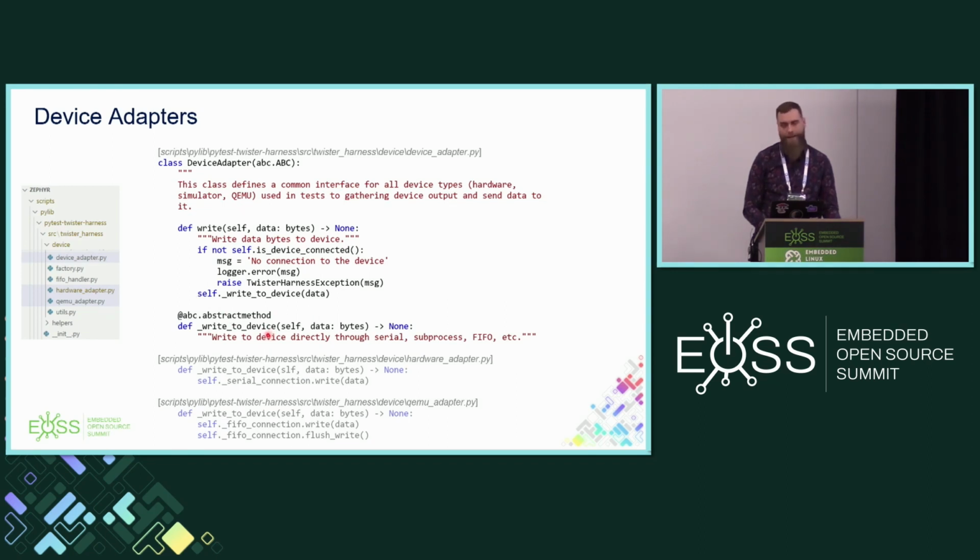Abstract method means that if you don't implement this particular one in any module or any class that will inherit from that one, you will get an error. So this is a method to make sure that your interfaces are aligned. Because in your test, you will just call dut.write, and you don't want to bother if it's qemu or is it hardware. Because below, you can see that they are the real adapters. So for hardware adapter, write to device will use a serial connection and write data there. For qemu adapter, the fifo in, fifo out will be used.